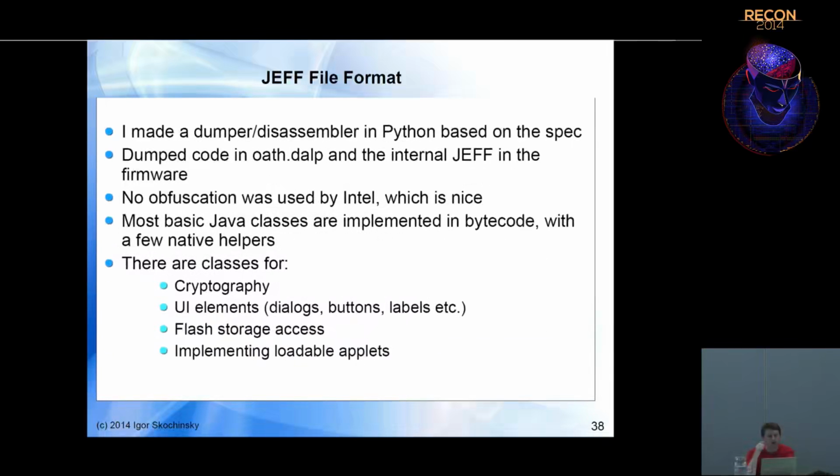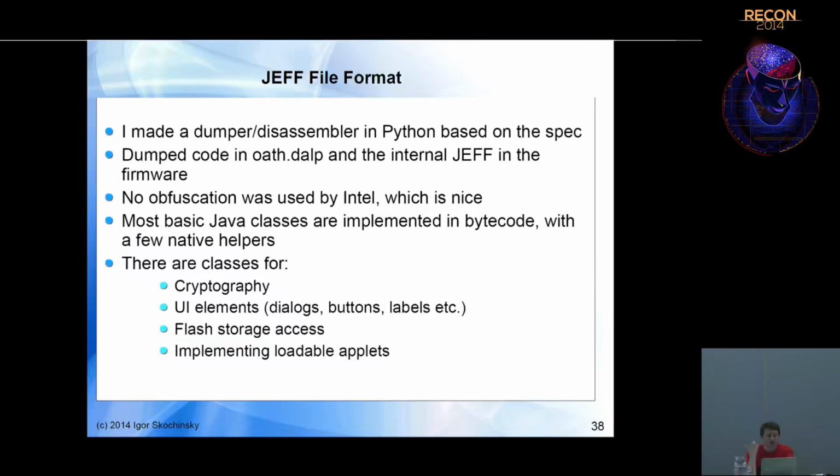So I made the assembler in Python. Yes, they in fact had at one point a utility to work with this file format. Unfortunately, the site is long gone, and the Internet Archive did not keep a copy of that utility, so I had to implement my own. So I made this utility and looked at the implementation. I looked at how it's done. They don't use obfuscation, which is thanks to Intel.